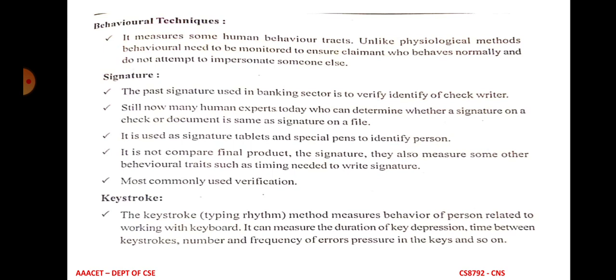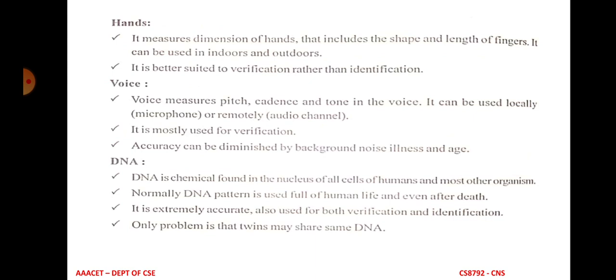Next one is keystroke. It is used to measure the behavior of the person related to working with a keyboard. That is keystroke. Next one is hands. It measures the dimensions of the hands, which includes the shape and length of the fingers, and it can be used indoors and outdoors. It is better suited to the verification process rather than identification.